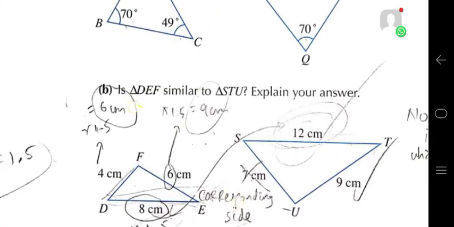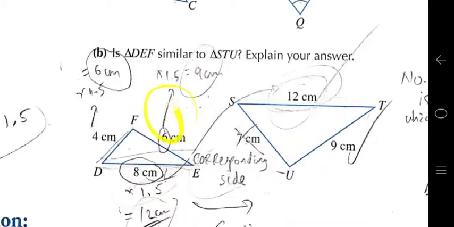Now how do we know that we need to times 1.5 to turn this triangle into this? This one is kind of hard. You have to use your intuition, use your feelings to see it.